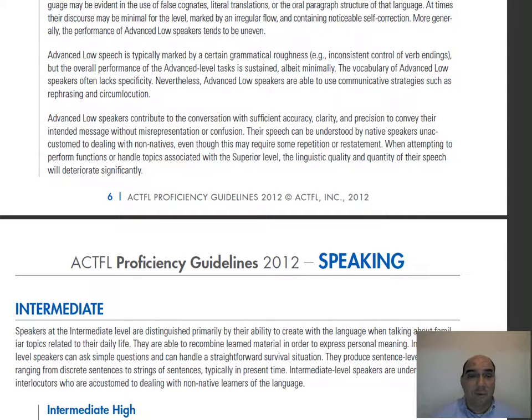So it would behoove you to know what these guidelines are when you're working in a school, or even if you're going to have to set up a system and you need a guideline as to what defines intermediate or what defines beginner or novice or whatever word that you decide to use.